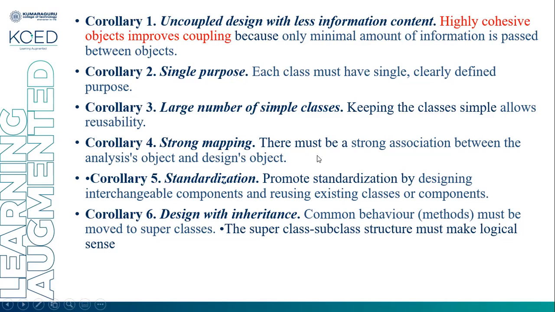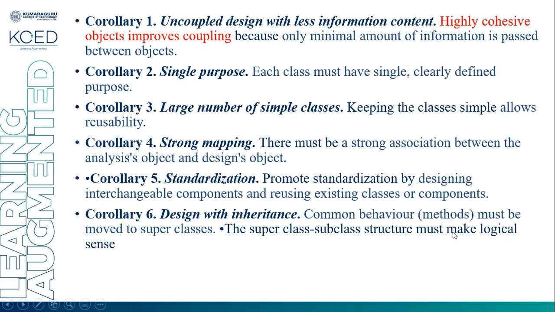Corollary 4 is strong mapping: there must be a strong association between the analysis object and the design object. Corollary 5 is standardization: promote standardization by designing interchangeable components or reusing existing classes or components. So when you design a component, you have to ensure that it can be reused in some other project.